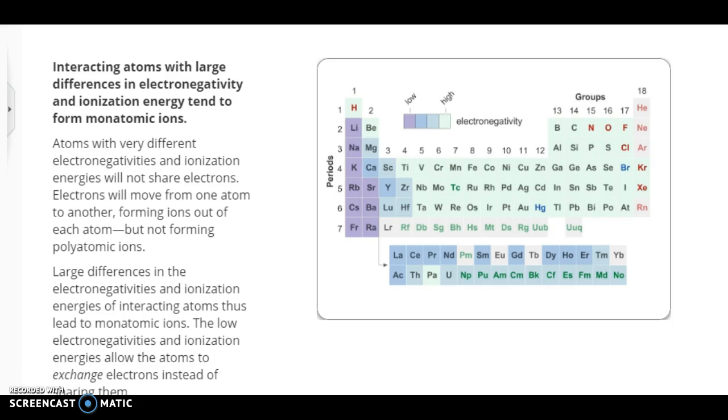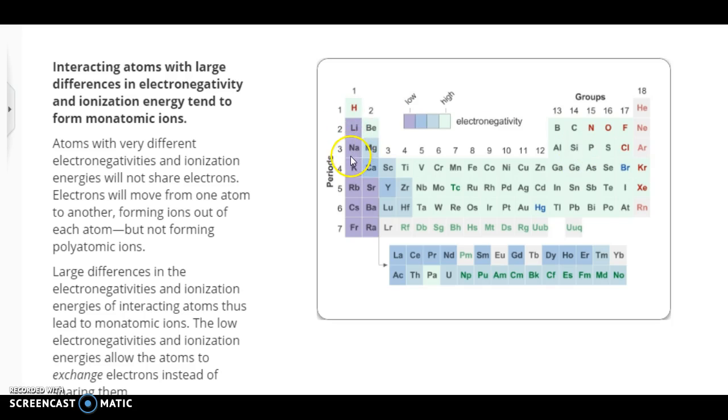Interacting atoms with large differences in electronegativity and ionization energy tend to form monatomic ions. Atoms with very different electronegativities and ionization energies will not share. For example, our metals and our nonmetals are not going to share. Electrons will move from one atom to another, forming ions out of each atom, but not forming polyatomic ions.